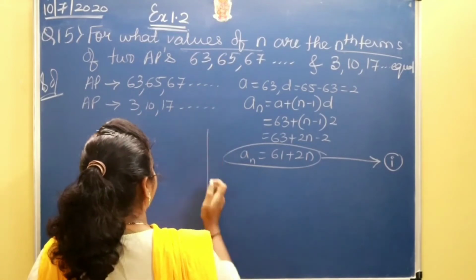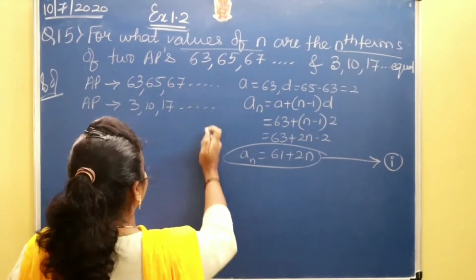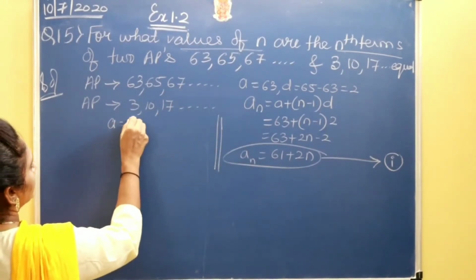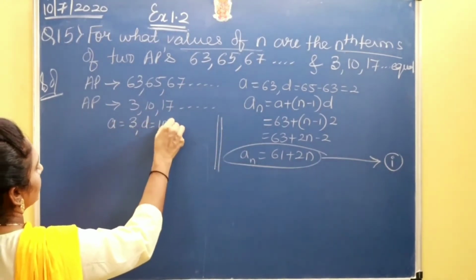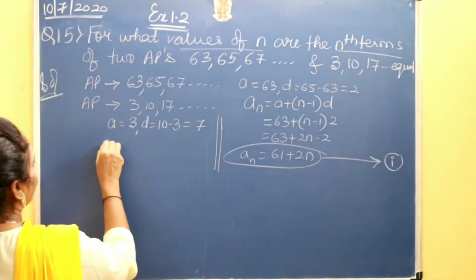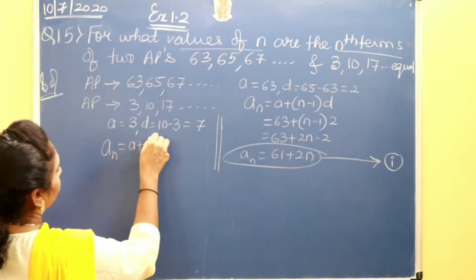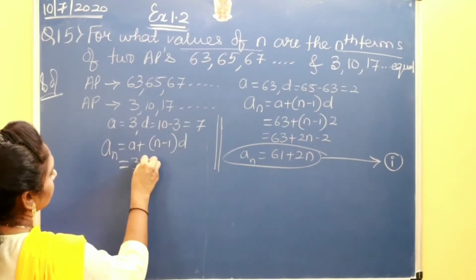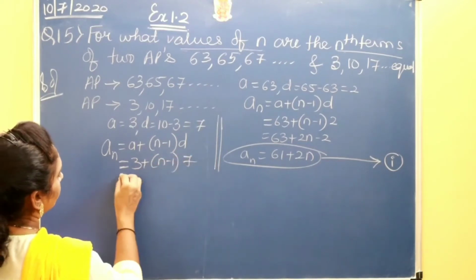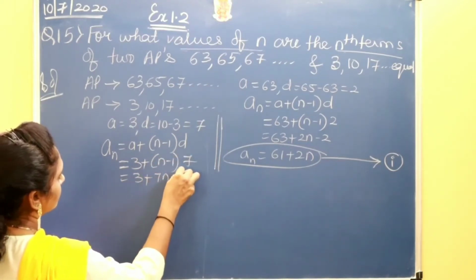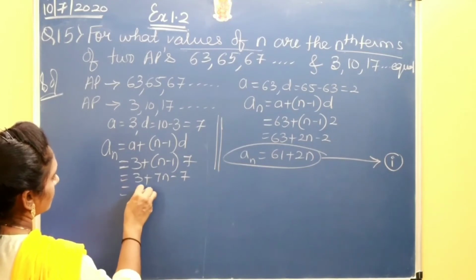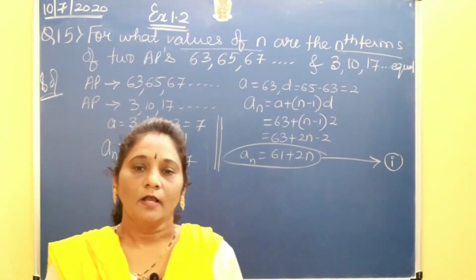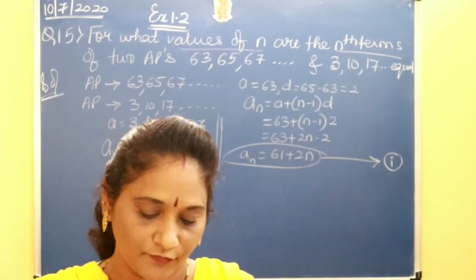Come to the second AP. Here A is equal to 3, D is equal to 10 minus 3, that is 7. An is equal to A plus n minus 1 into D. It is 3 plus n minus 1 into 7. It is 3 plus 7n minus 7. It is 7n minus 4.